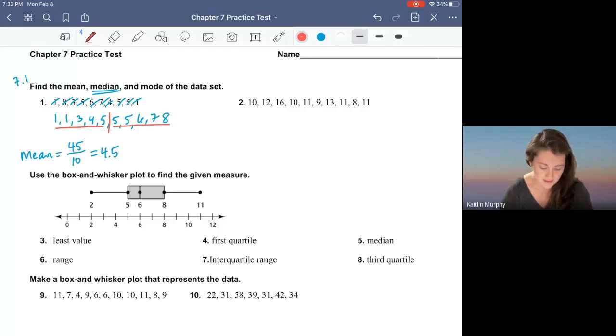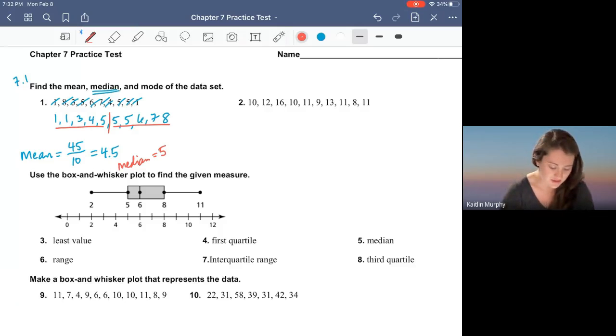So you can do this a couple different ways. One thing you can do is say that there are 10 numbers. So I'm going to look at 1, 2, 3, 4, 5, 1, 2, 3, 4, 5, and the middle is right in between those. In between 5 and 5 is just 5. So the median here is 5. Or if you'd rather, you could start crossing them out left, right, until you got to the middle. But the median is 5.